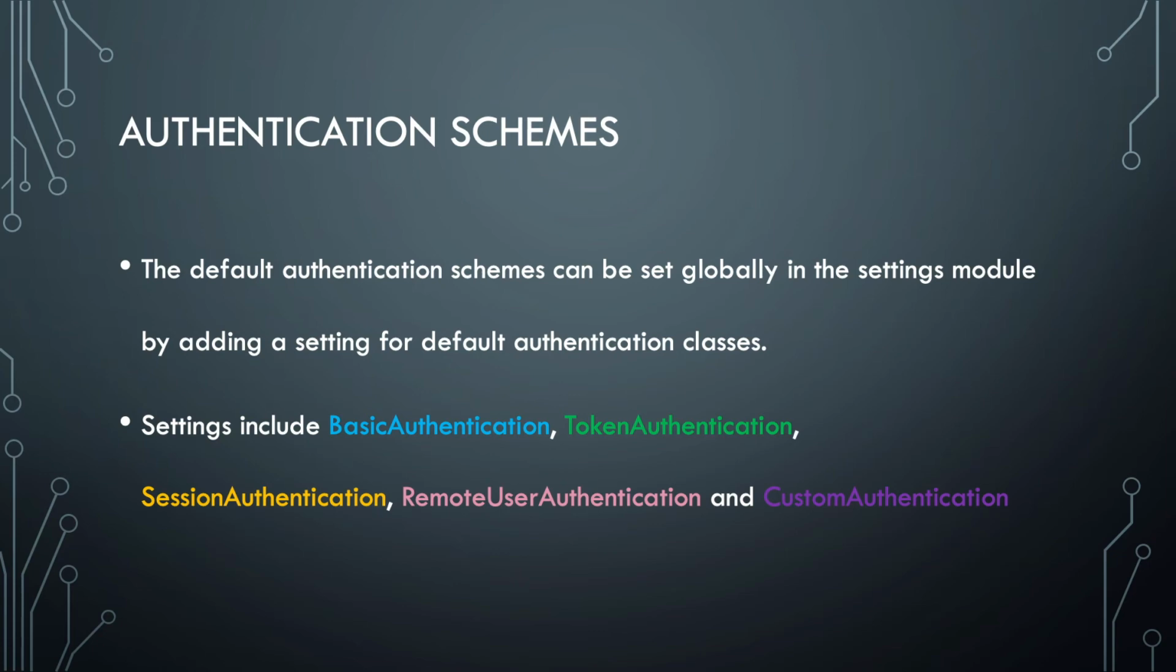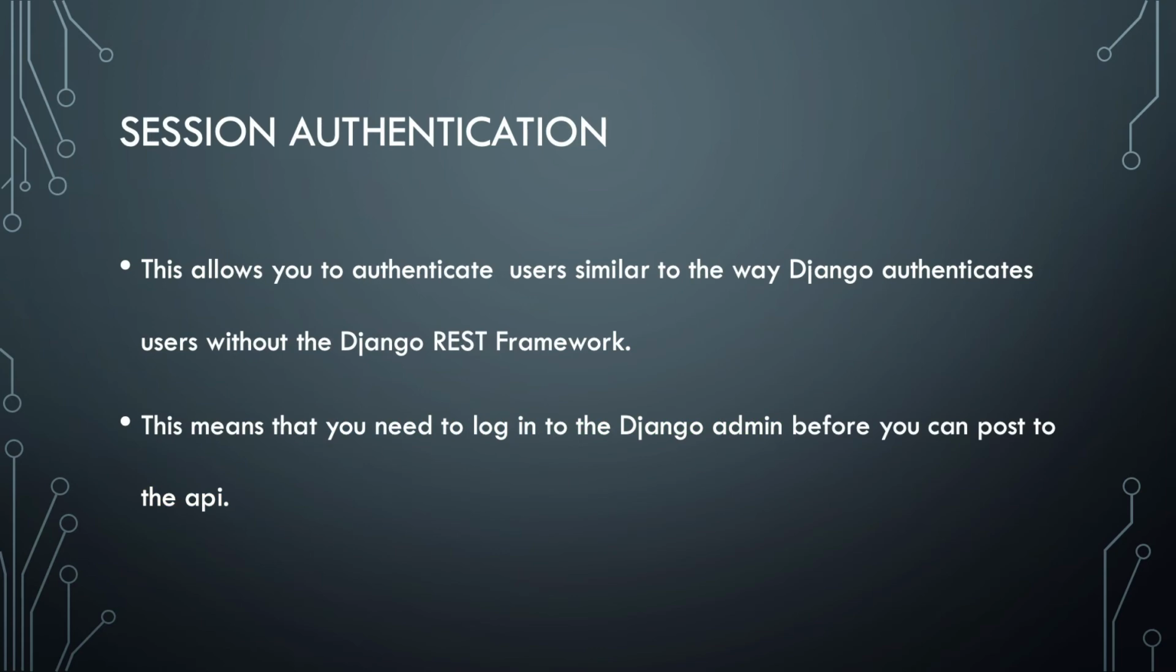These settings include Basic Authentication, Token Authentication, Session Authentication, Remote User Authentication, and Custom Authentication. In this section, we will be using Session Authentication. This allows you to authenticate users similar to the way Django authenticates users without the Django Rest Framework. This means that you need to log into the Django admin before you can post to the API.